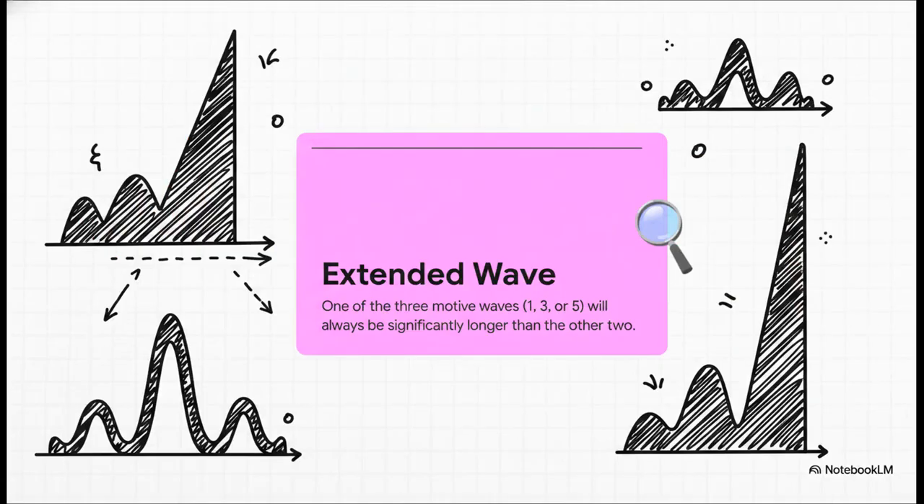So what does extended even mean? It's actually super simple. It just means one of those 3 motive waves is going to be way, way longer than the other 2. They're never all the same length. Most of the time it's wave 3, but it doesn't have to be. Spotting this extended wave is how you know you're looking at a strong, healthy trend.